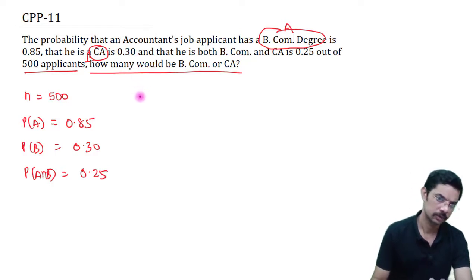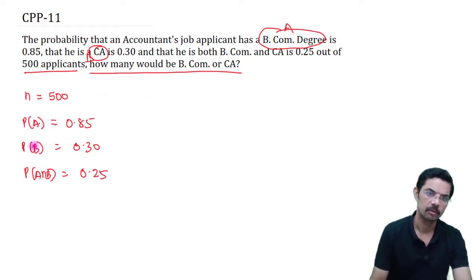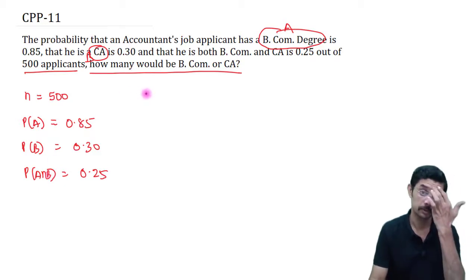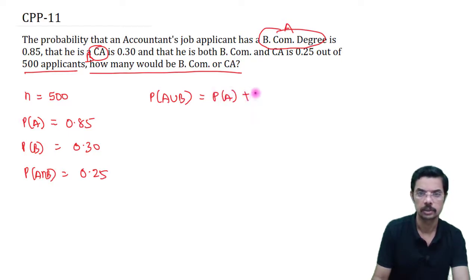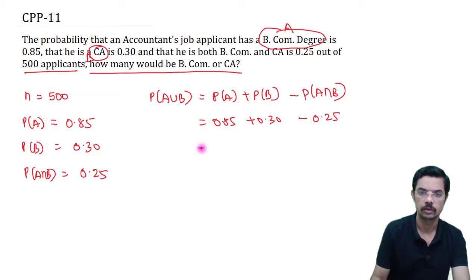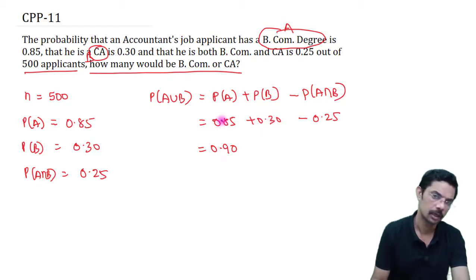So let us first of all find the probabilities. We have P of A, P of B, and P of A intersection B. So what is P of A union B? It is equal to the probability of A plus the probability of B minus the probability of A intersection B, which is equal to 0.85 plus 0.30 minus 0.25. That will be equal to 0.90.